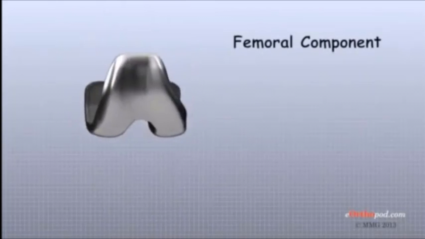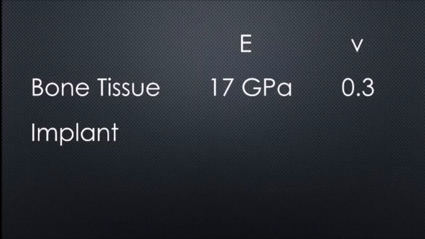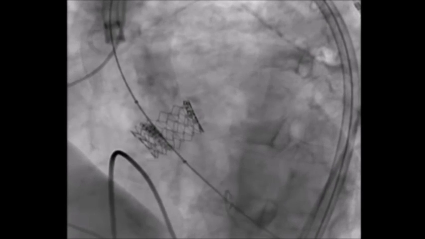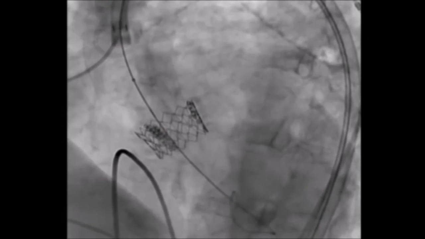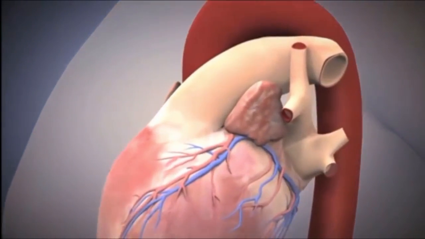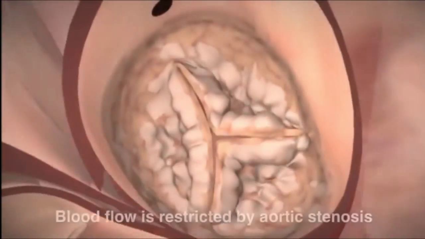A femoral prosthesis and tibial tray made of cobalt molybdenum alloy have elastic moduli between 70 and 80 gigapascals and a Poisson's ratio of 0.3. A new type of elastic property being used in implants are materials with shape memory properties. One type of implant which uses a special property is a TAVR, a transcatheter aortic valve replacement.